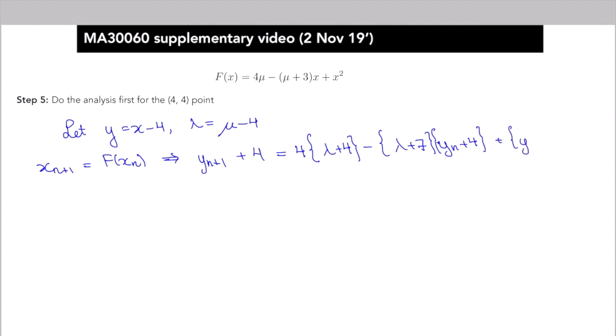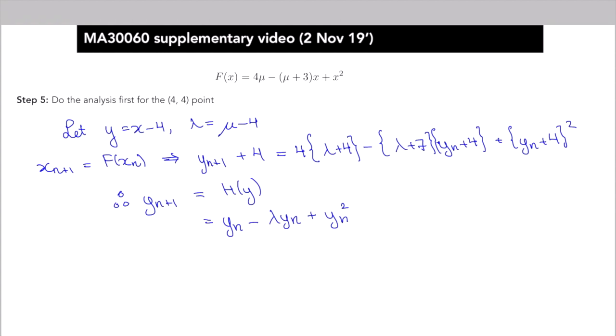And then this is y_{n+4}. What you do is you reorder this as y_{n+1}, and you should have an h of y function here, which you should move the 4 to a minus 4 to the right-hand side. And when you do this and simplify everything down, you can verify that you should have y_n minus lambda y_n plus y_n squared on the right-hand side.